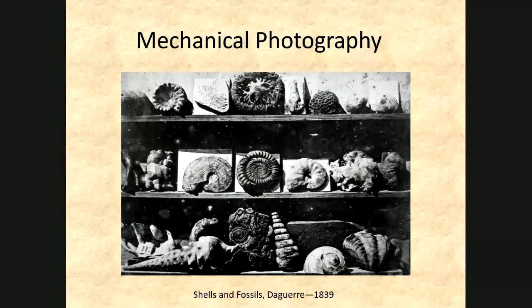And mechanical photography is basically just intended to be a very precise, exact depiction, very literal, of what you see. And you can see this example here, Shells and Fossils, it's a daguerreotype by Daguerre. It's just Daguerre documenting his collection of shells and fossils. There's not much more to it, right? It makes a lovely image, but it is only intended to show you that these are his shells and his fossils, and it's an archive of them.